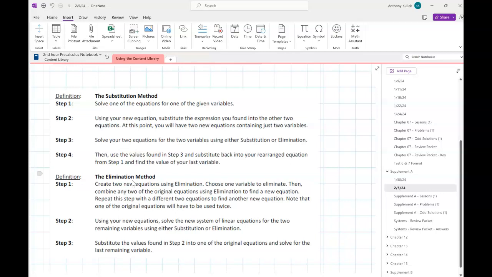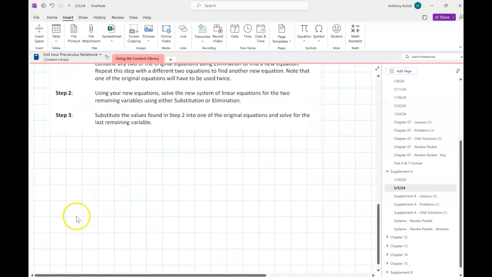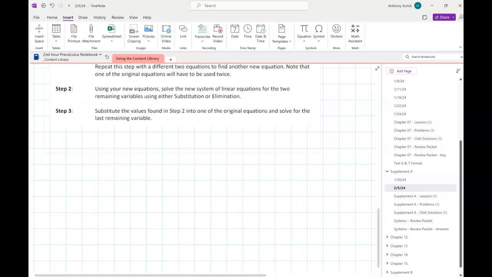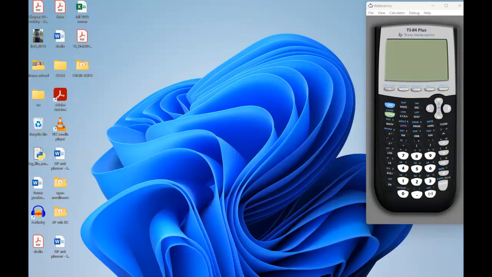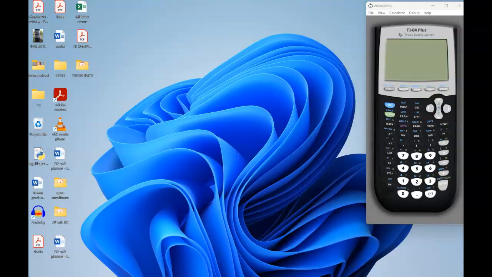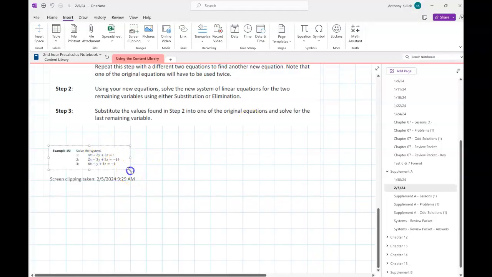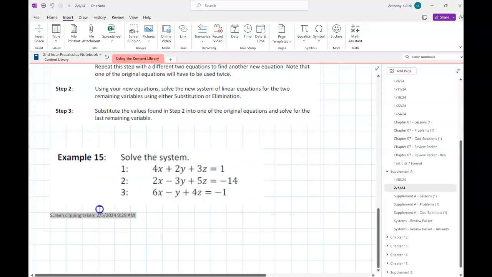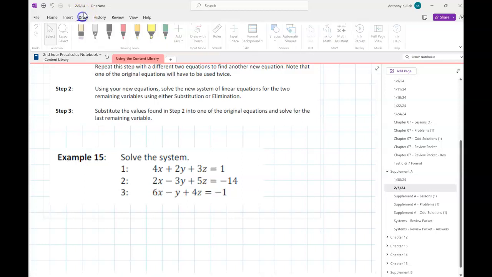Let's do some examples. Because again, the process here isn't difficult, but it's usually lengthy, and as a result provides lots of opportunities to make mistakes. So we must be careful.